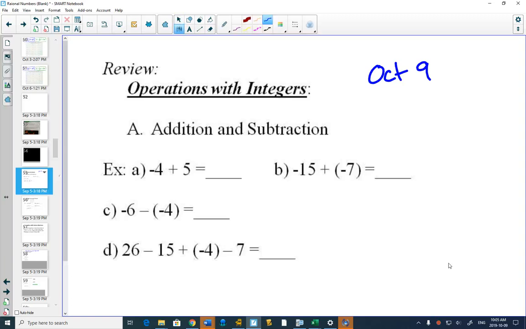Okay, so a little reminder. First of all, check if you could do this in your head. Put the answers down. If you got positive 1 here, great. If that didn't work for you, again, we think of a number line.